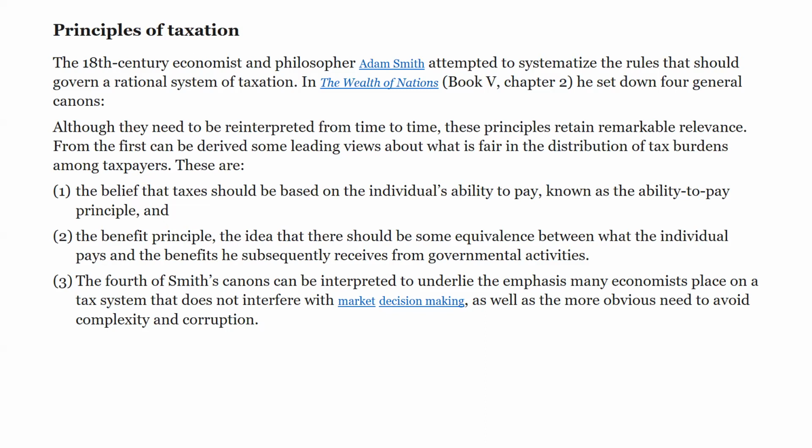Adam Smith is technically putting the words: there should be some equivalence between what the individual pays and the governmental act. And he is not saying direct benefit, but the government activities should match with what he pays as taxes. For example, sir, I am paying some taxes. What kind of benefit am I getting? No direct benefit I am getting. The definition itself says there is no direct benefit.